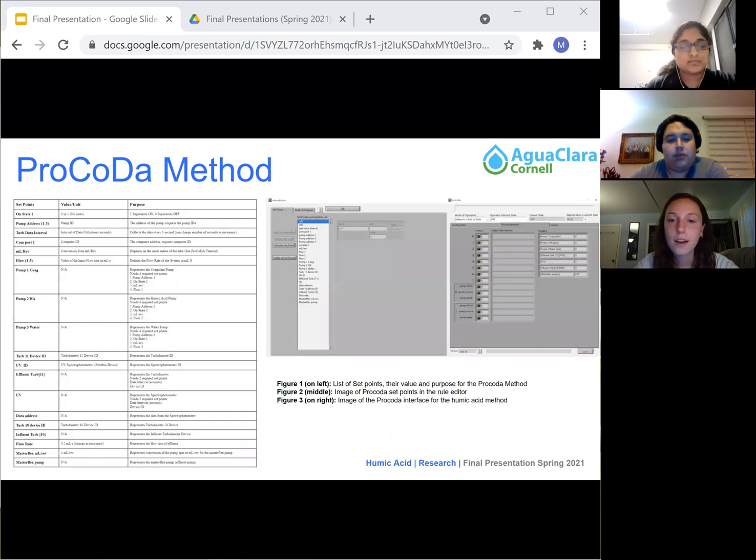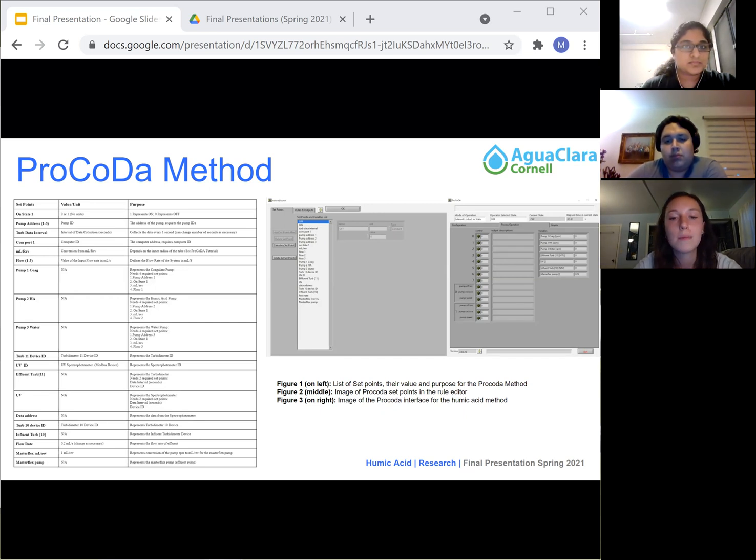And additionally, we also worked on our Procoda method. The Procoda method was largely created by past subteams as well. However, we were able to download the software and open it up and really just make sure that all of our data requirements were met for each of the set points.